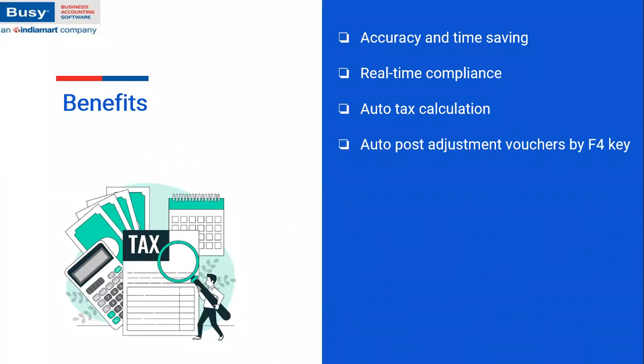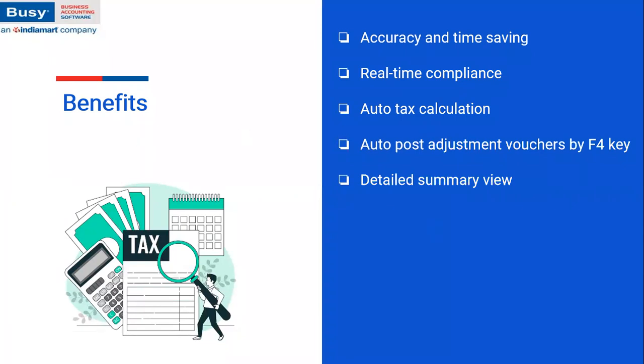Auto posting of adjustment vouchers by the F4 key. This F4 key is very important for doing this type of adjustment entries. Once we press the F4 shortcut key, you get a pop-up window for the adjustment voucher posting.